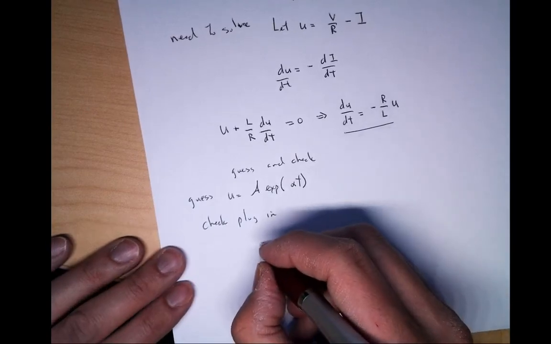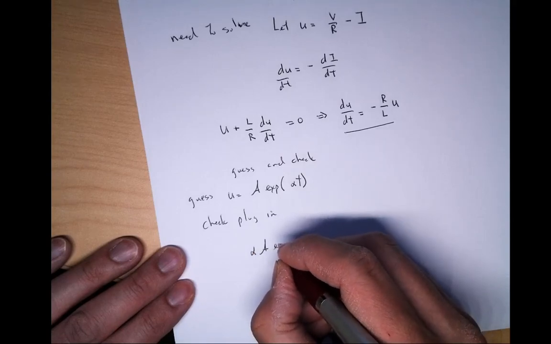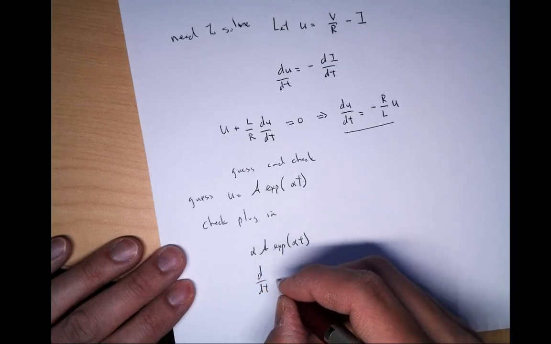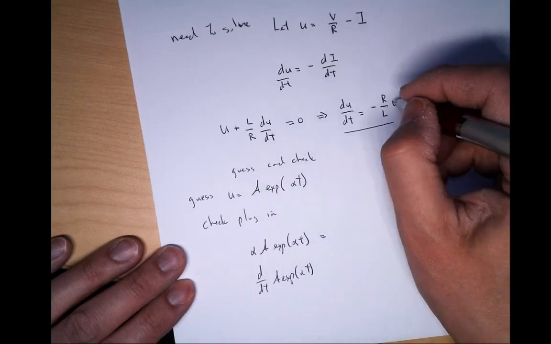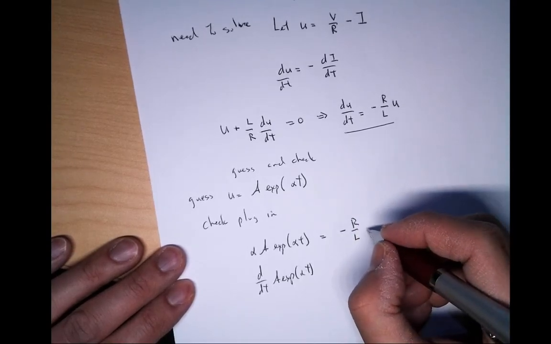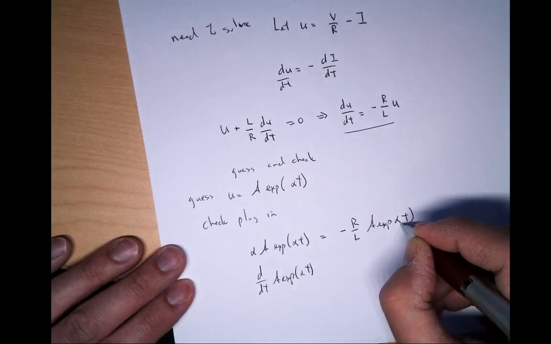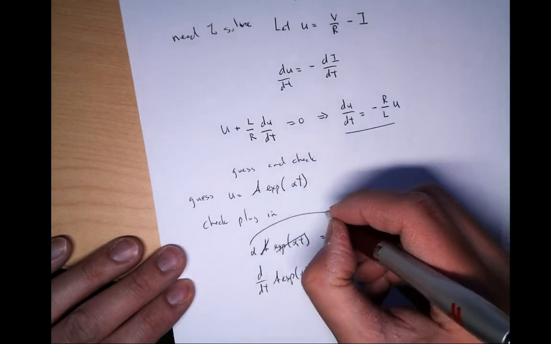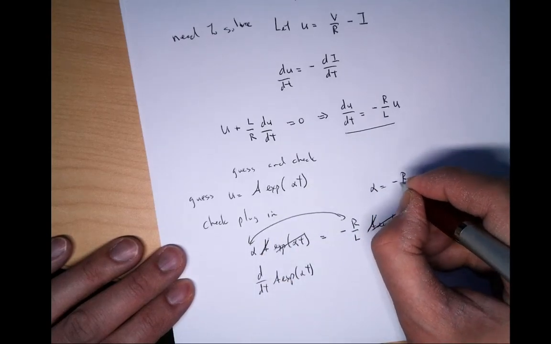And my check is to plug in. This first piece is going to be alpha A exponent alpha t, so that's d dt of A exponent alpha t. That's going to be equal to minus R over L of u, which was this thing, A exponent alpha t. And now we're done. That cancels that, that cancels that, and we have a relationship between alpha and R versus L. So alpha is equal to minus R over L.